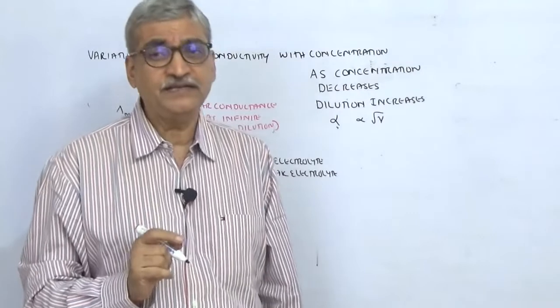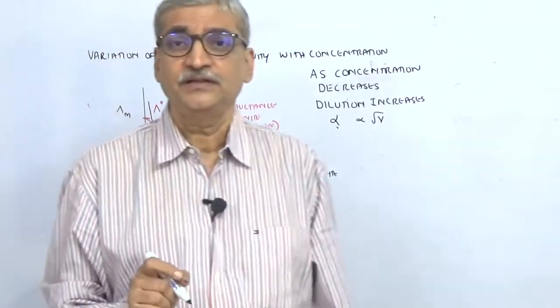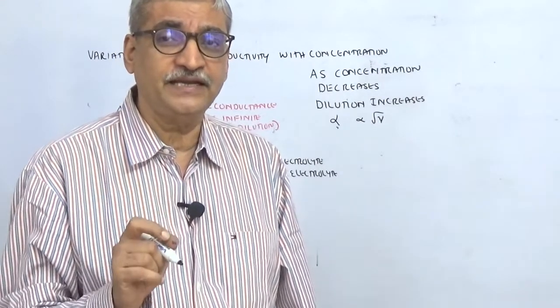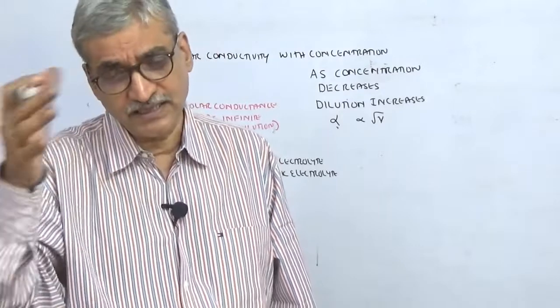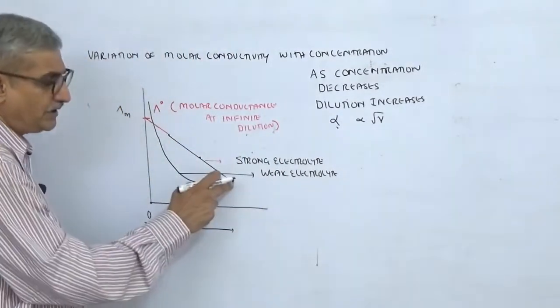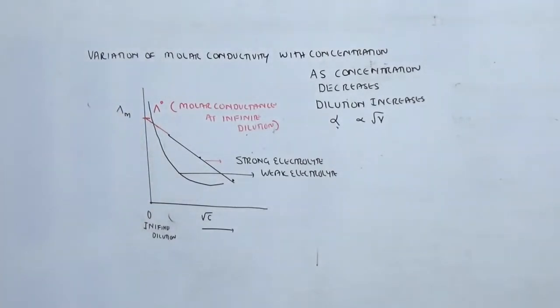So you cannot easily find out the molar conductance at infinite dilution for a weak electrolyte. We have to use an indirect method. Is this point clear? Whereas for a strong electrolyte, just extrapolation of the curve is easy. So based on this, what happened was the graph.